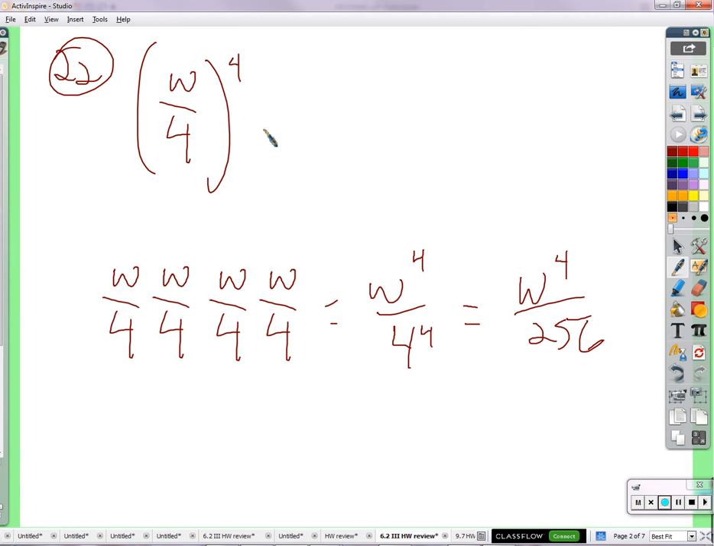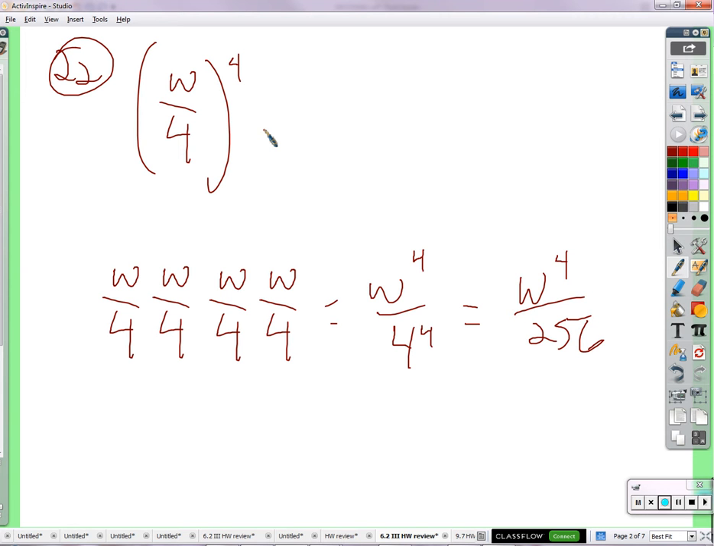My hope would be that you play this out in your mind every time, like a little movie, really quick, maybe a GIF. It just plays out when you see a fraction raised to the 4th power, or whatever power. It's going to be a big long line of fractions. We multiply the tops together, the numerators, and we'll have 4 of those, W to the 4th. We multiply 4 of these together, and we'll have 4 to the 4th.